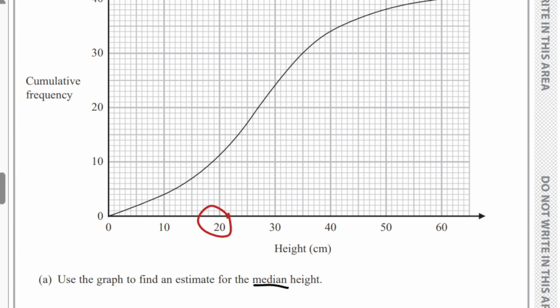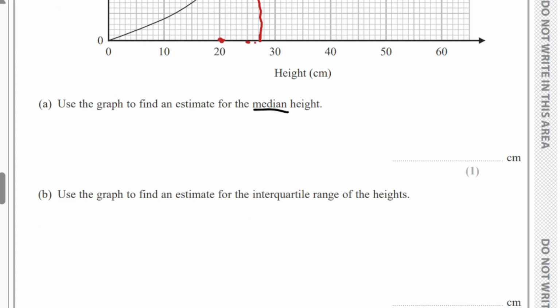No, we don't look at the x-axis. We look at the y-axis. So this is 20 here. We make a line until we cross the cumulative frequency graph. From this point, we go down and we see this value. So if this is 20, this will be 25, 26, 27. Finished. The median is 27.